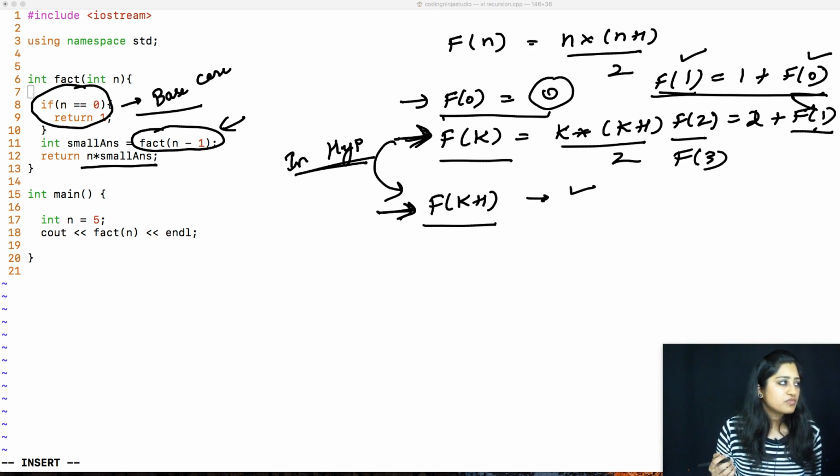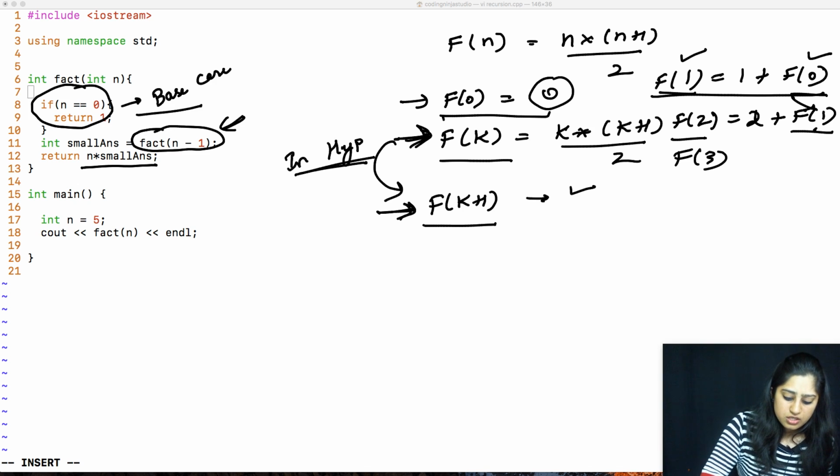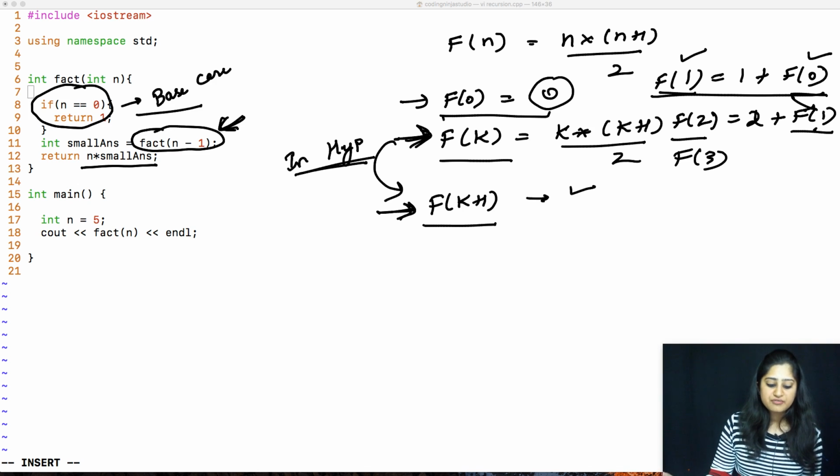Okay, so we are actually done with this part. Whenever you are solving any recursion problem, there are 3 important steps, similar to the 3 steps that we have in PMI, that we should take care of.